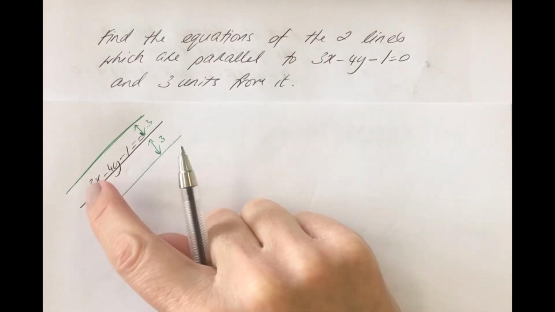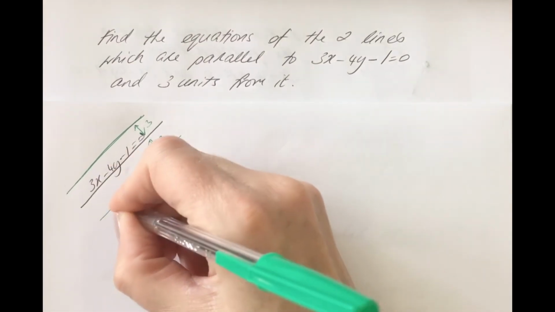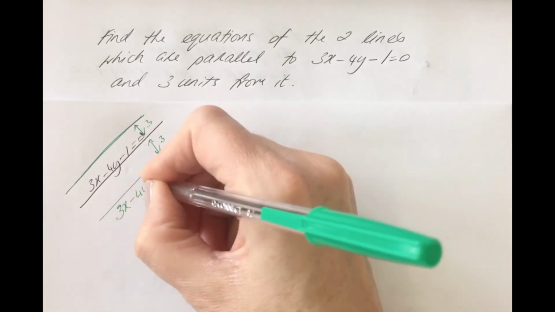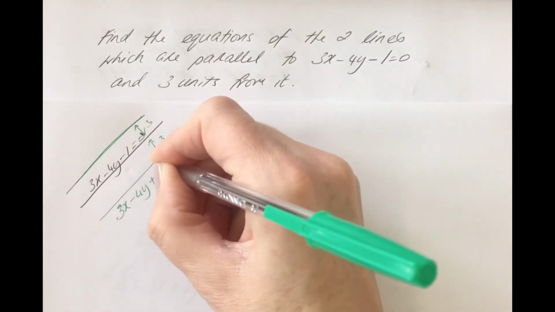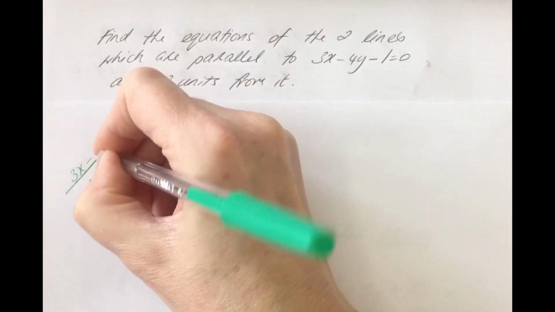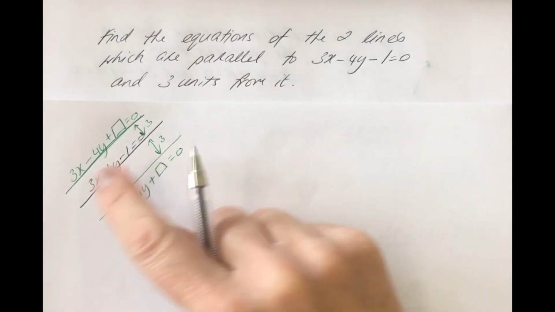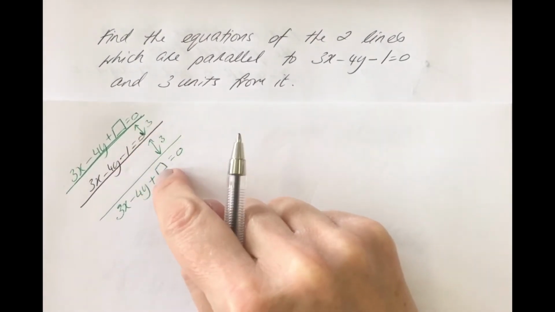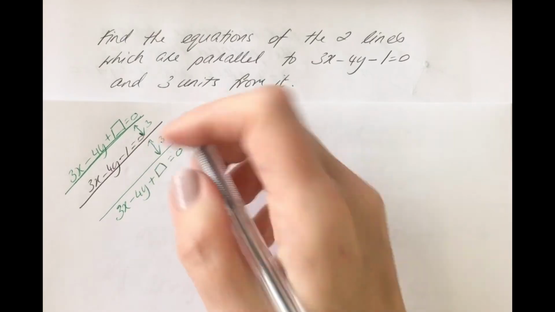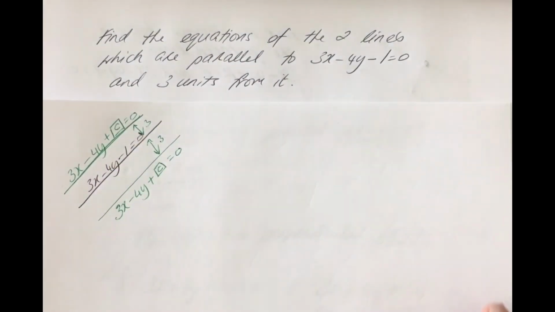Well, there is one thing we do know. Given that these green lines have to be parallel to the black line, we know that they must be of the form 3x minus 4y add something equals 0. And the same with this one, 3x minus 4y add something equals 0. So we know the setup of both these lines. We just don't know this value that goes in here. So we're going to call it C, and we must be able to get two values for C.